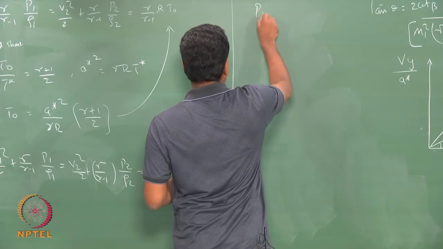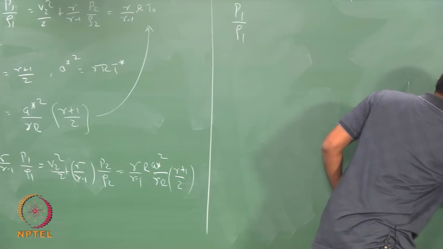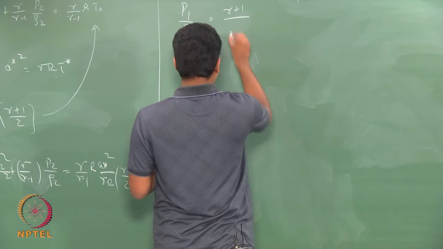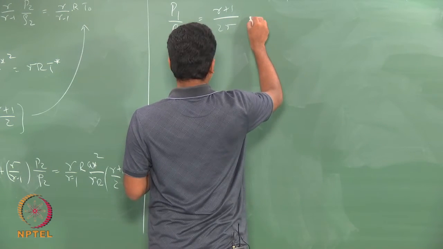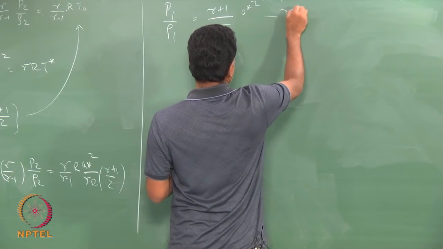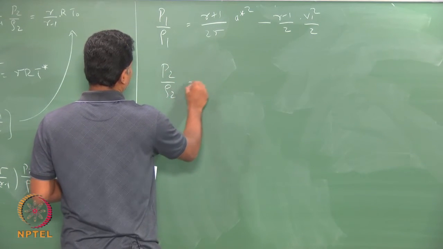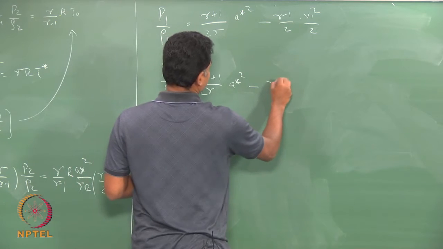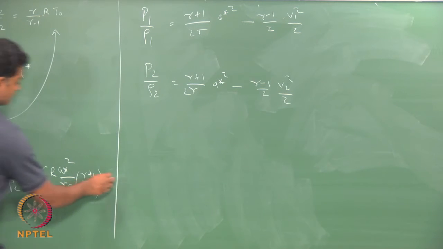So, this gets me two relations: P1 by rho 1 equals gamma plus 1 by 2 gamma A star square minus gamma minus 1 by 2 into V1 square by 2. Likewise, P2 by rho 2 is gamma plus 1 by 2 gamma A star square minus gamma minus 1 by 2 V2 square by 2 from this equation. So, I had split this equality into those two equations.